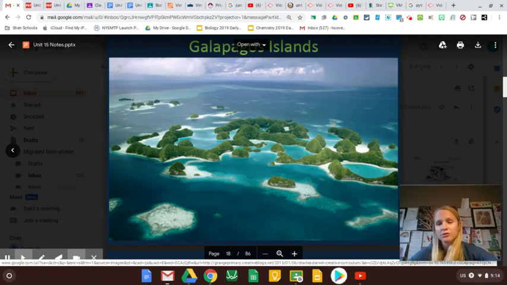And our school does a trip there. They go to Ecuador, in South America, and then the Galapagos Islands are off of Ecuador, and they're protected land, so you have to get a permit to go there.